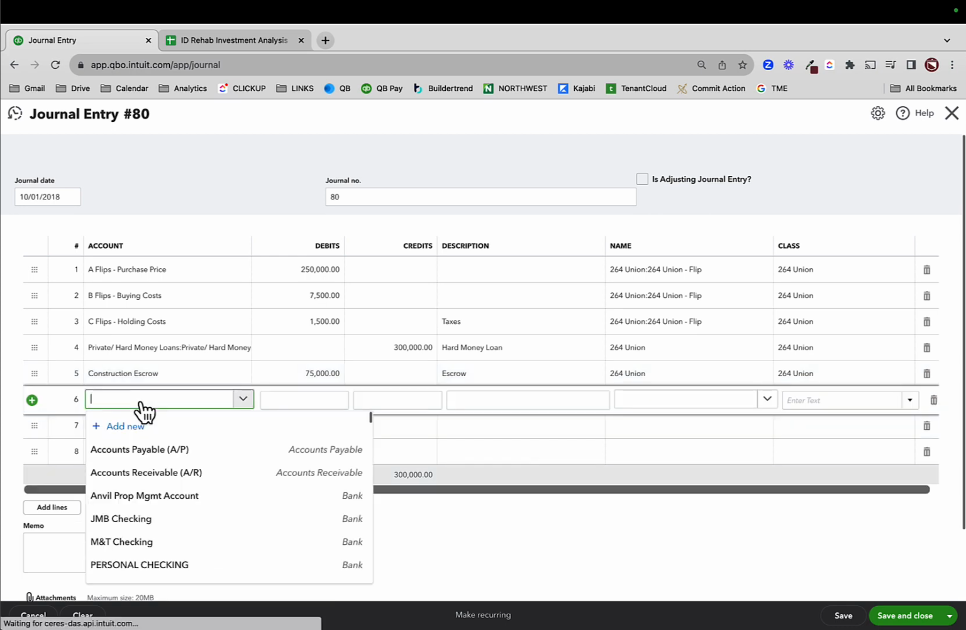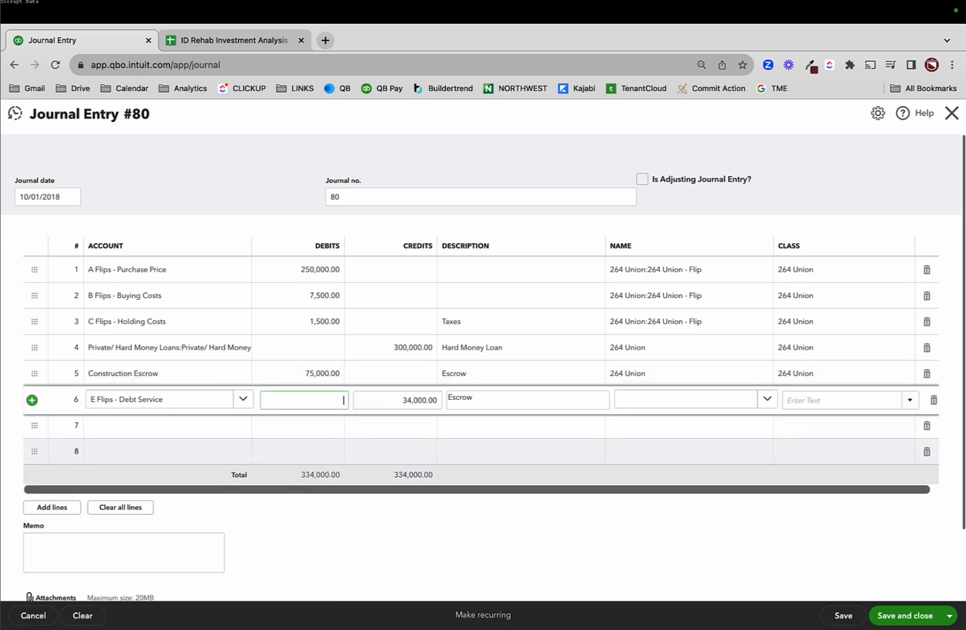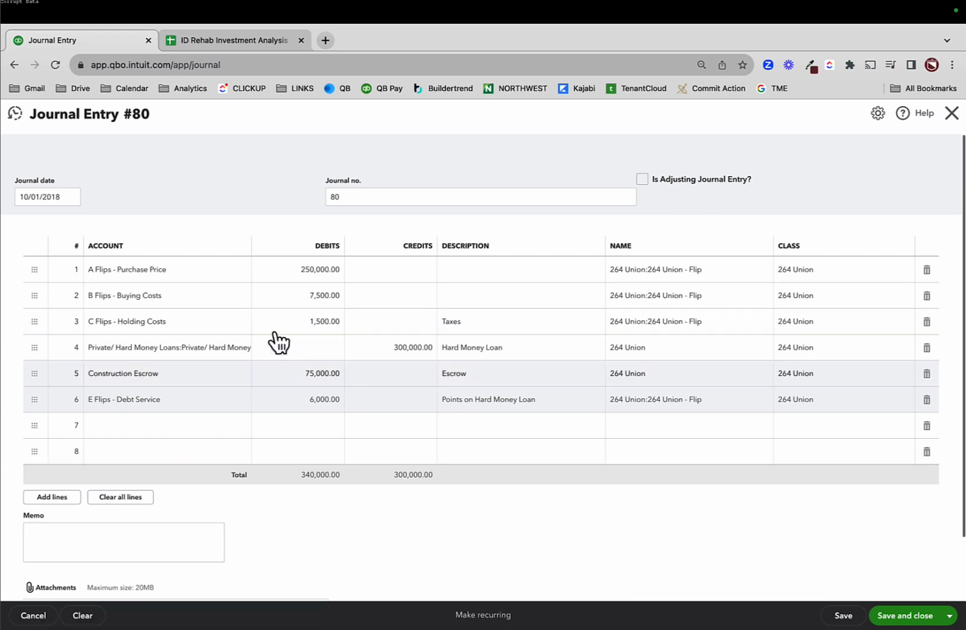Okay, and let's also say that I owe some points on this. Okay, so I owe some debt service. All right, so let's say that I owe 300,000 times 0.02, a 2% points on the hard money loan. Okay, now debt service, that's a P&L account, therefore we're back to using our project. Okay, and then let's just say that that's it.